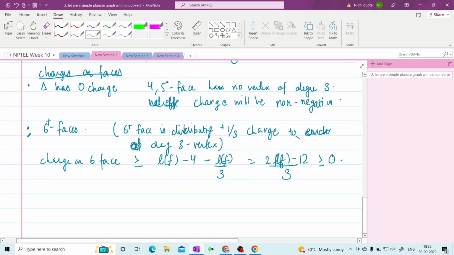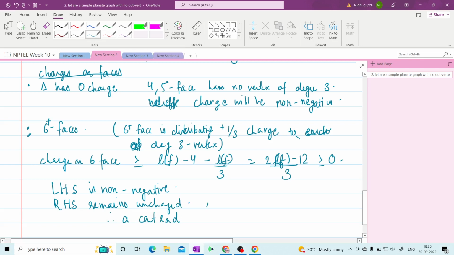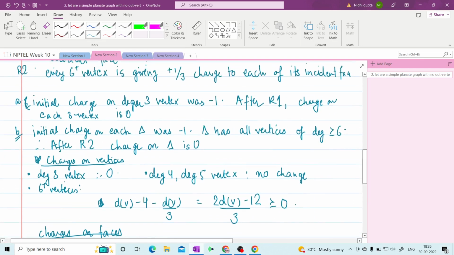So we see that the LHS is non-negative, while the RHS remains unchanged because we are only distributing the charges. Therefore, we arrive at a contradiction. So therefore, what we have assumed is false.